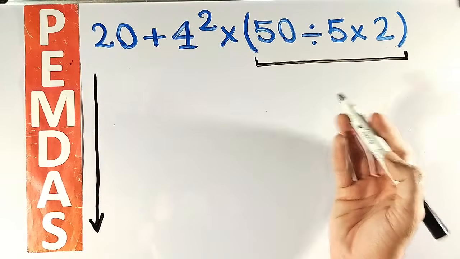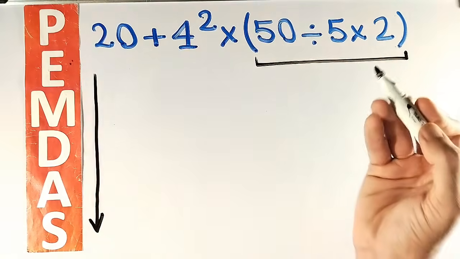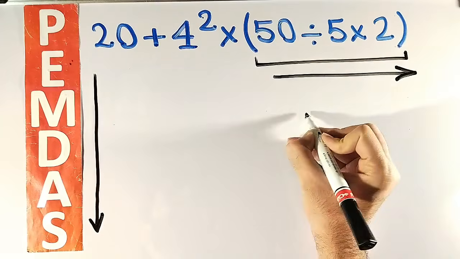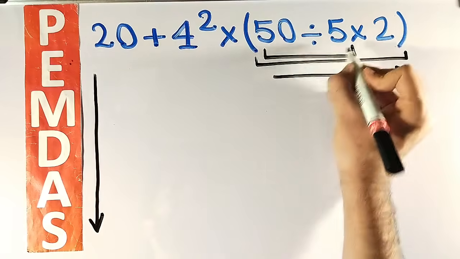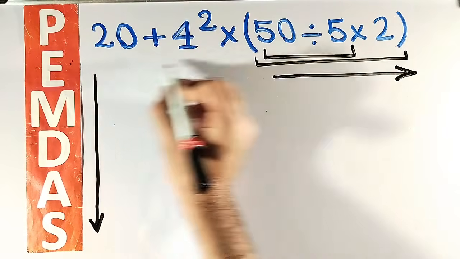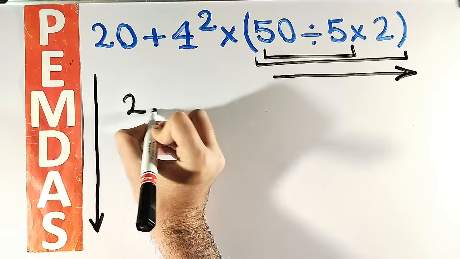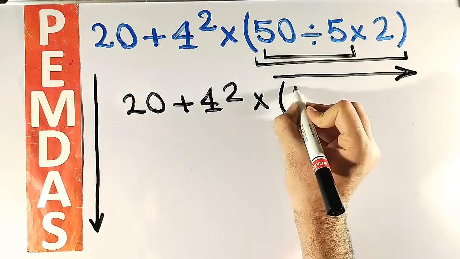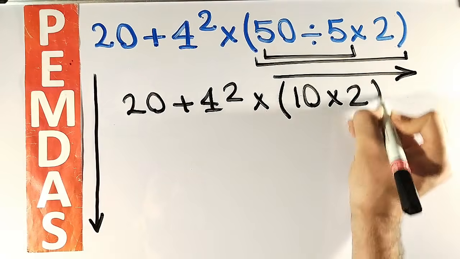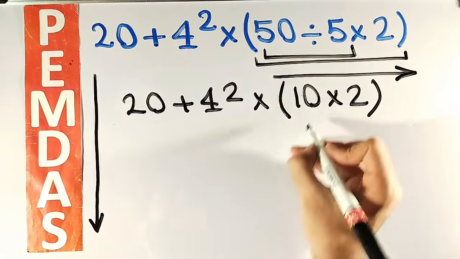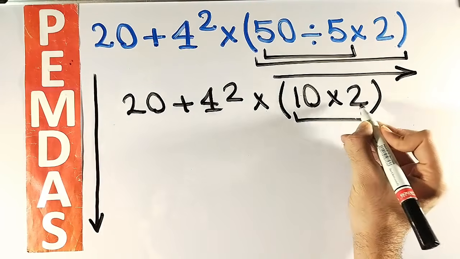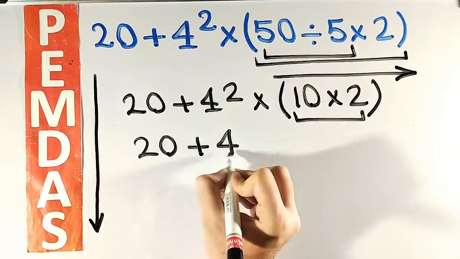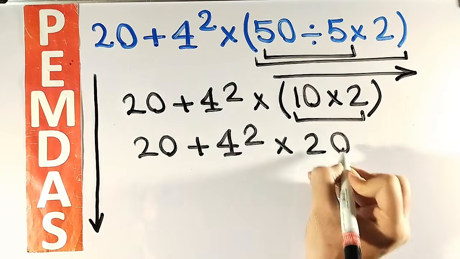It's really important to understand that multiplication and division have equal precedence, and we must perform these two operations from left to right. So, first we go for the division between 50 and 5. And instead of this expression, we can write 20 plus 4 squared multiplied by open parentheses 10 times 2 close parentheses. And the next step, we go for the multiplication between 10 and 2 and write this expression as 20 plus 4 squared multiplied by 20.